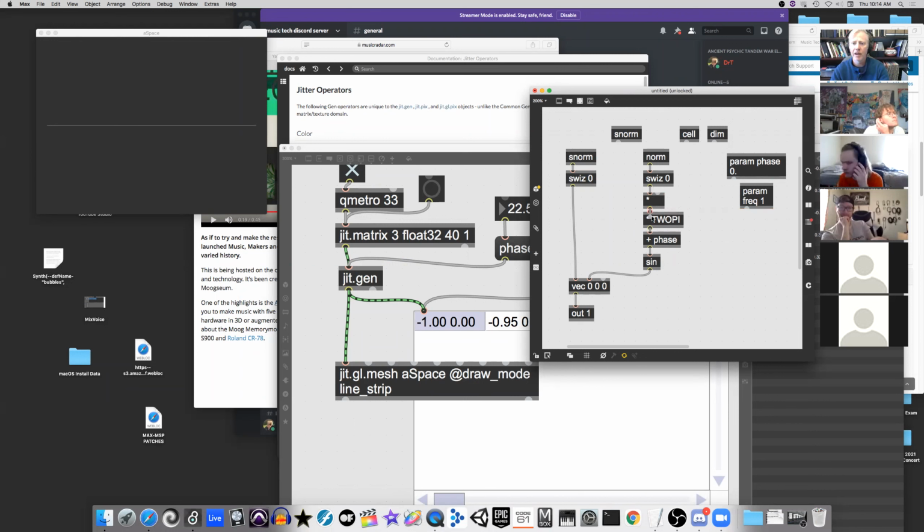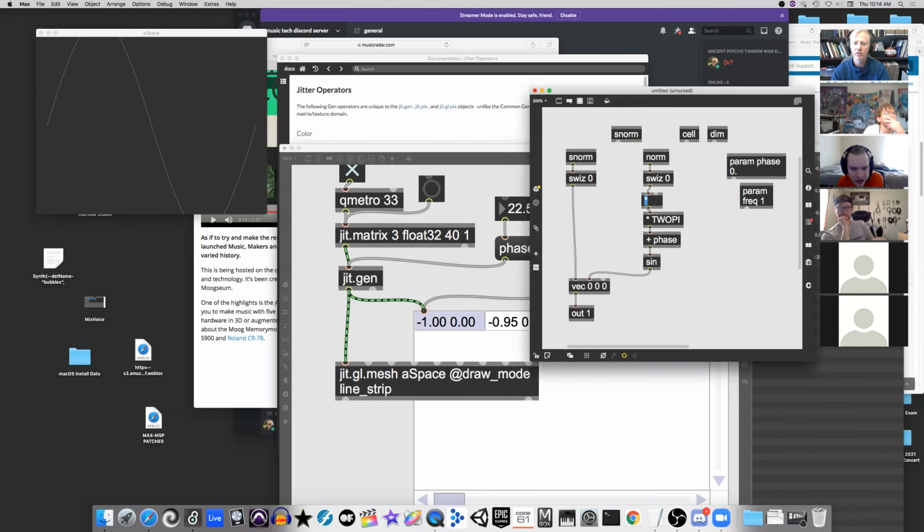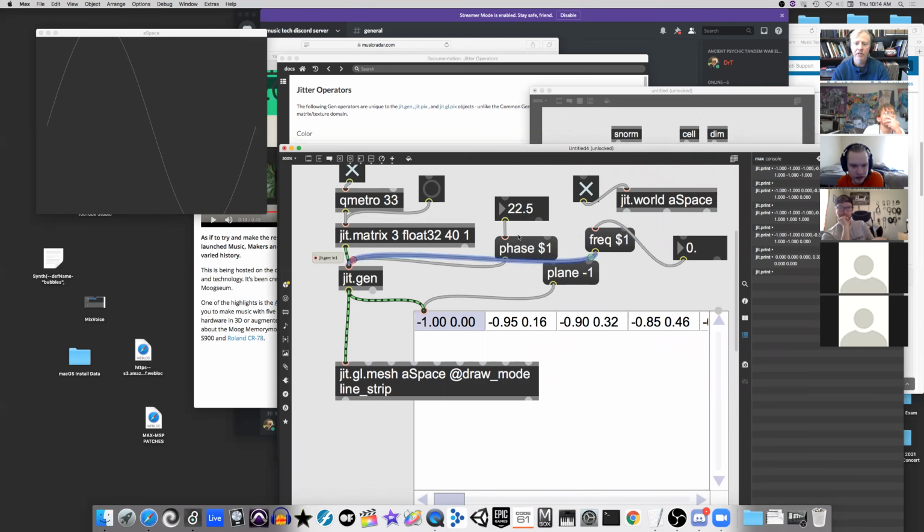And I don't think it would really matter if we put this multiply before or after the 2 pi. And then we could change the frequency here. You'll have to put frequency in that multiplication box in the gen. Thank you. And then we say, well, let's make 2 in the space, or 3 in the space, or 4.